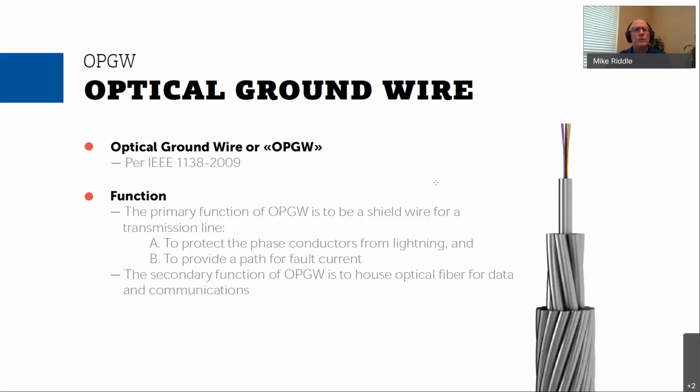And just a reminder, the function of OPGW is twofold. First, it's replacing a shield wire on a transmission line. And a shield wire itself has two functions. First is to protect the phase conductors from lightning strikes and the resulting damage from them. And then second, it provides a path for fault current in the event of a fault. The secondary function is to add this telecommunications capability. In our day and age, however, it's interesting that sometimes the secondary function is of more interest and concern to people than the original primary purpose.